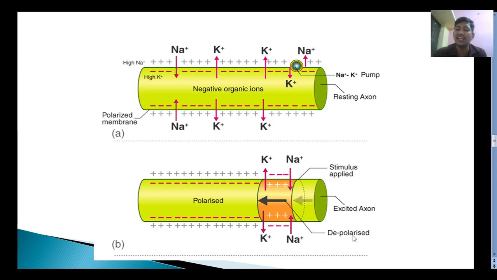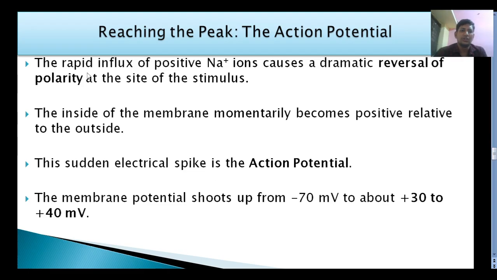This is known as the depolarized state. So when a neuron is excited due to the application of a stimulus, the sodium ions move from outside to inside, and potassium ions move from inside to outside. As a result, the polarity gets reversed, and this is known as the depolarized state. This rapid influx of sodium ions causes a dramatic reversal of polarity at the site of stimulus. You should remember, where the stimulus is applied, only in that region do the sodium ion channels open. The remaining region is undisturbed.